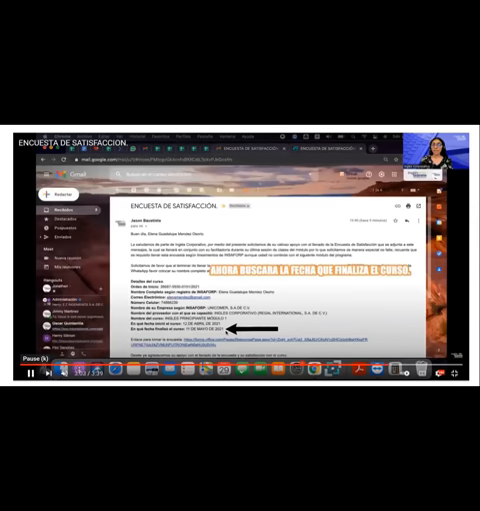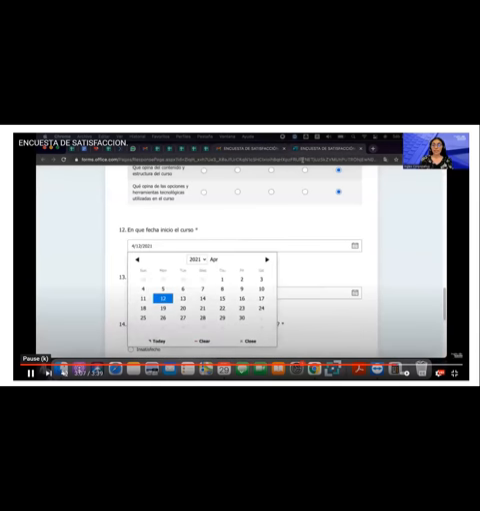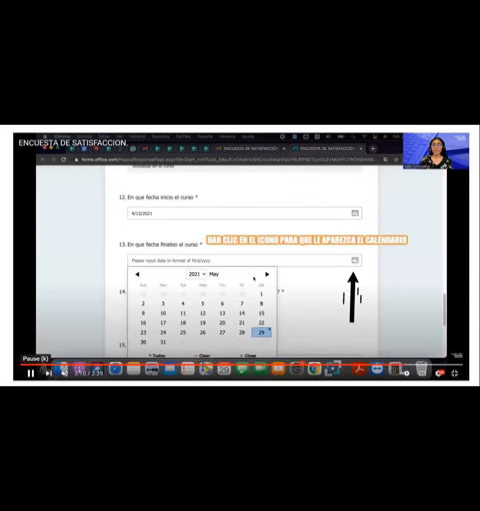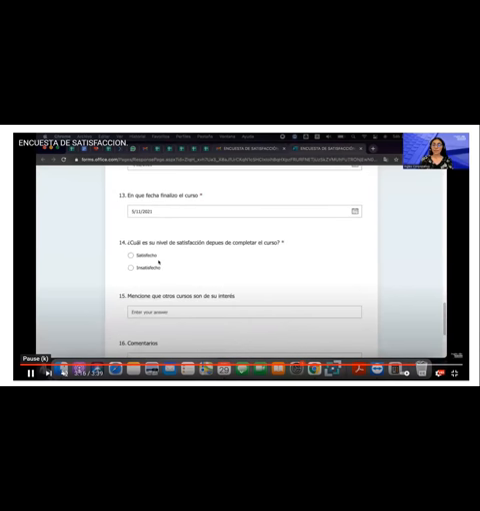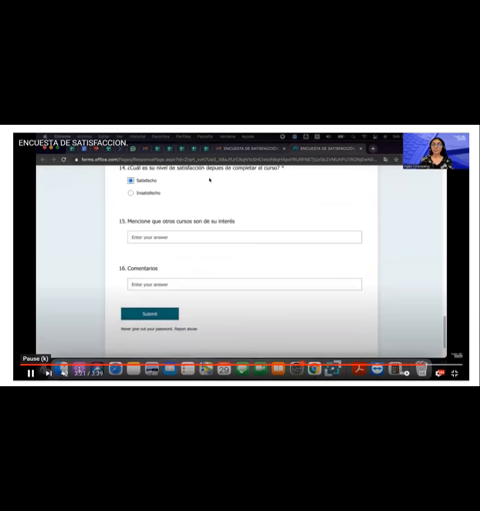En la fecha de finalización, de igual manera proporcionada por nosotros, vamos a desplazar el calendario y así vamos a seleccionar el día en el cual está finalizando el curso. En el punto número 14, vamos a colocar una valoración personal que ustedes han recibido de parte del desarrollo del curso. Posteriormente, ustedes pueden seleccionar algunos cursos de otro interés o algún comentario que ustedes tengan respecto al trabajo desarrollado.